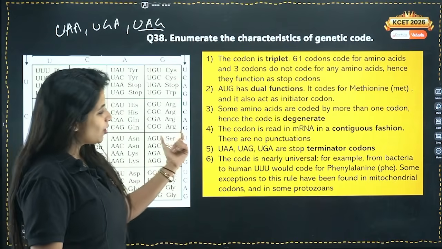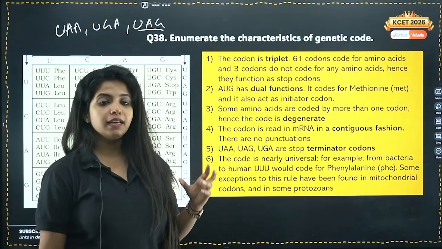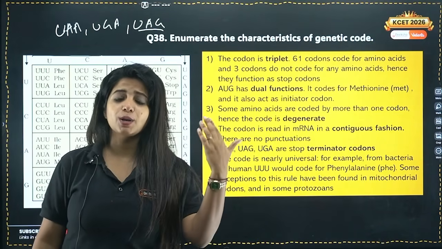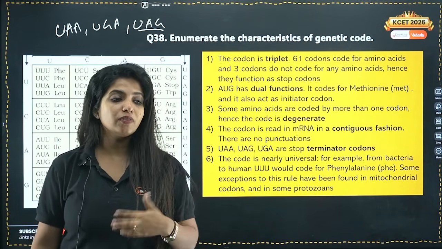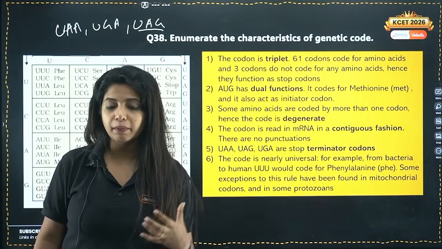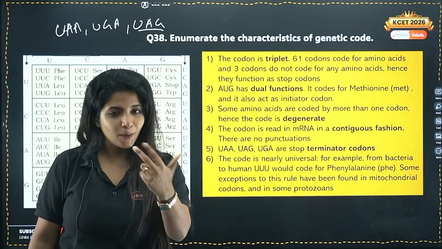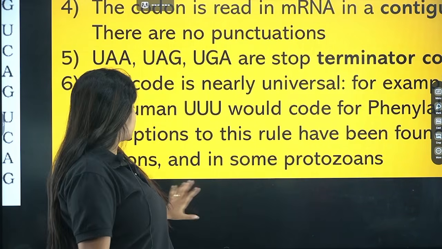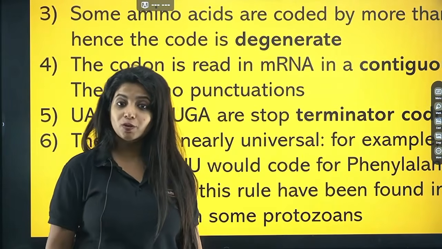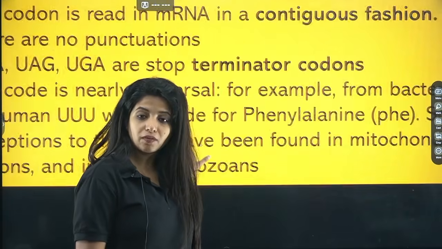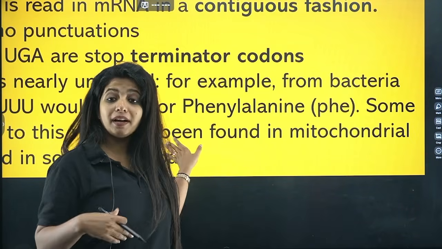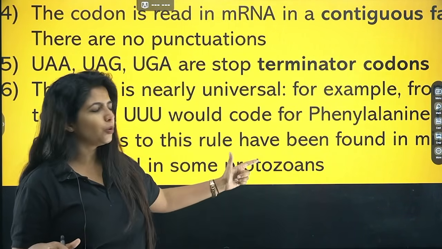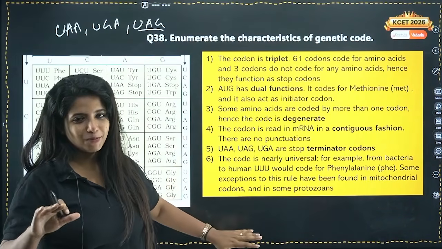Anyways, the code is nearly universal. What do you mean by that? Basically, CUU codes for leucine over here, and CUU codes for leucine in the case of a bacteria also. So we say it is universal. The codon codes for the same amino acid everywhere. Exceptions are there always. Exceptions are what? In the case of some protozoans, and also, my dear children, in the mitochondria we have DNA. In mitochondria also transcription, everything is happening. So in the mitochondrial codons there will be some exceptions. Mitochondrial codons and also protozoans are exceptions.